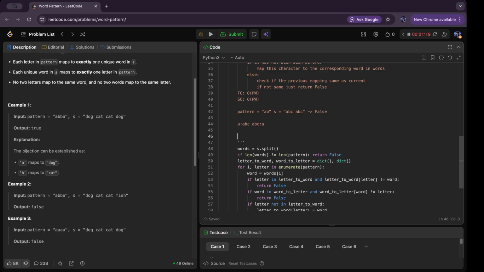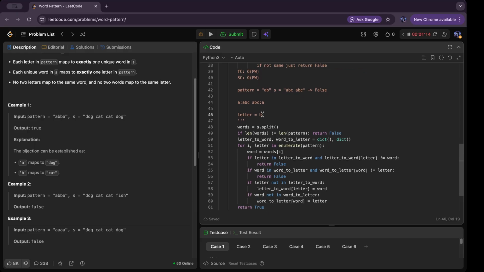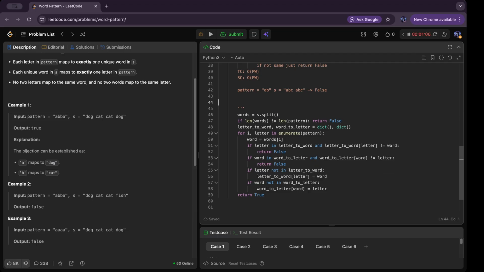And then letter equals B. So letter is not inside, but if word is inside and not equal to letter, it returns false.